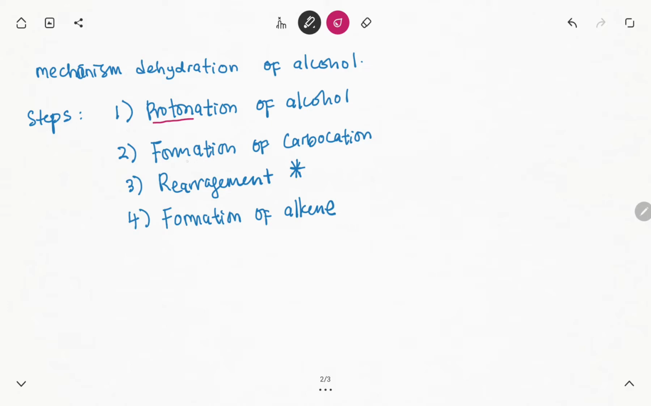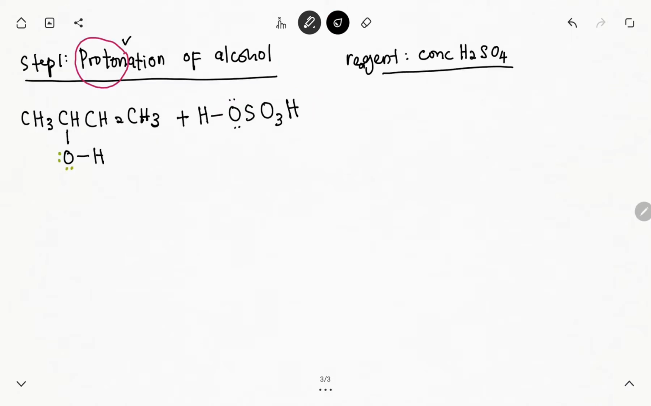Second step, the formation of carbocation. Third step, rearrangement, if any. The aim of the rearrangement is to find out the stability of the carbocation, and finalize the formation of alkene. So the first step is considered protonation of alcohol, meaning we need to find out where the proton comes from according to our reagent.